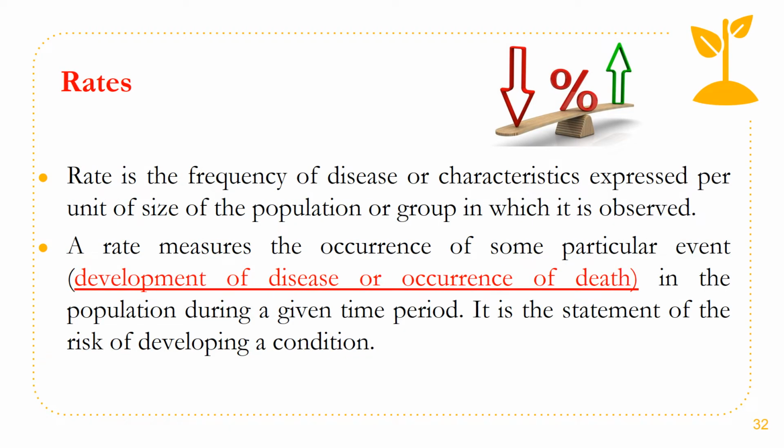Rates. Rate is the frequency of disease or characteristics expressed per unit of size of the population or group in which it is observed. A rate measures the occurrence of some particular event, that is, development of disease or occurrence of death in the population during a given time period. It is the statement of the risk of developing a condition.